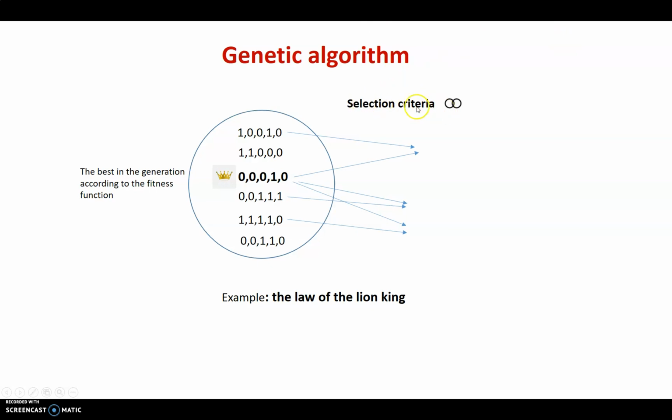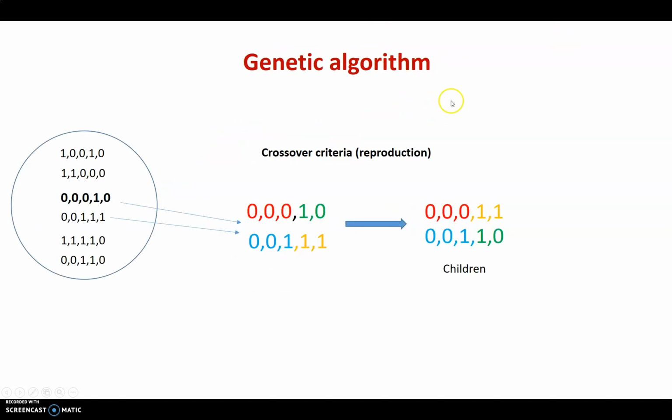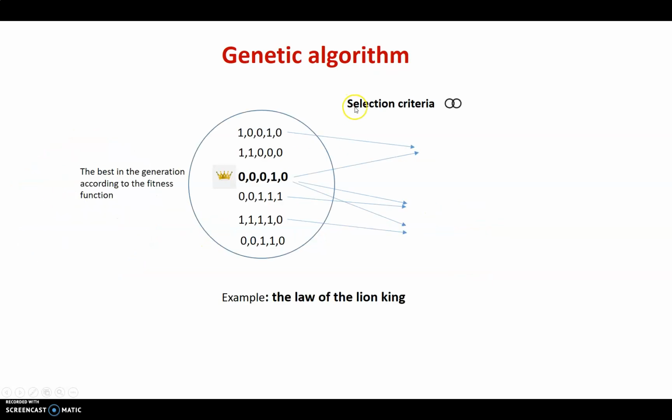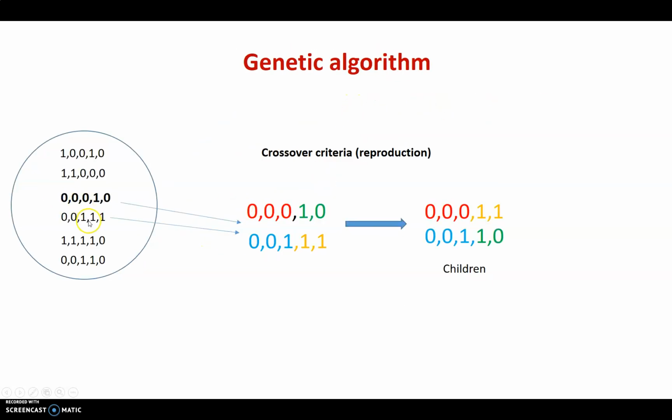So we need the selection criteria, and then the next step is to fix the reproduction criteria that we will call the crossover criteria. So once we have a couple that we have decided according to the selection criteria, we have a couple. Okay, this is the Lion King and this is the female in this occasion. Okay, we have a couple.